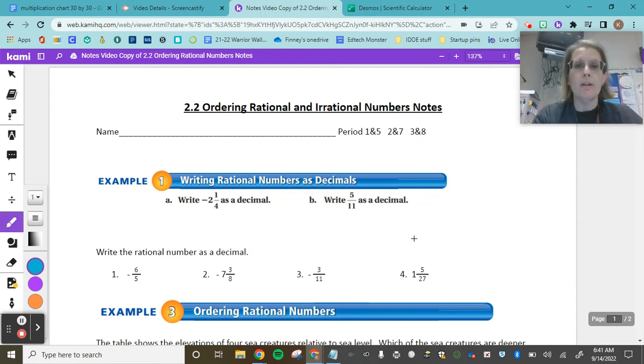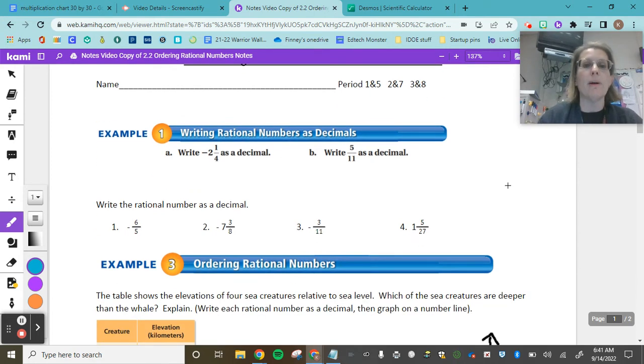Today in lesson 2.2, we are going to talk about ordering rational and irrational numbers. So the easiest way to order and compare rational and irrational numbers, as we talked about in lesson 2.1, is to turn them into a decimal. So today we're going to talk about how we can turn a fraction into a decimal to make it easier to compare.